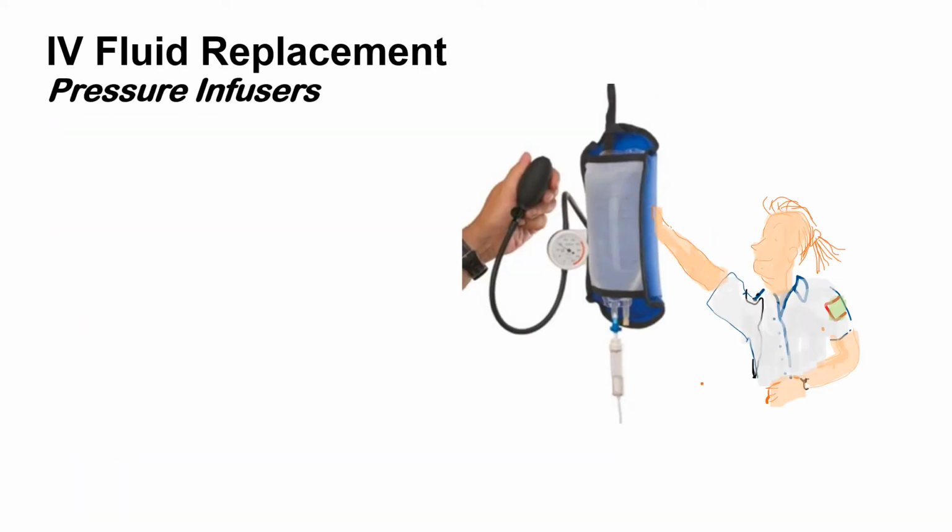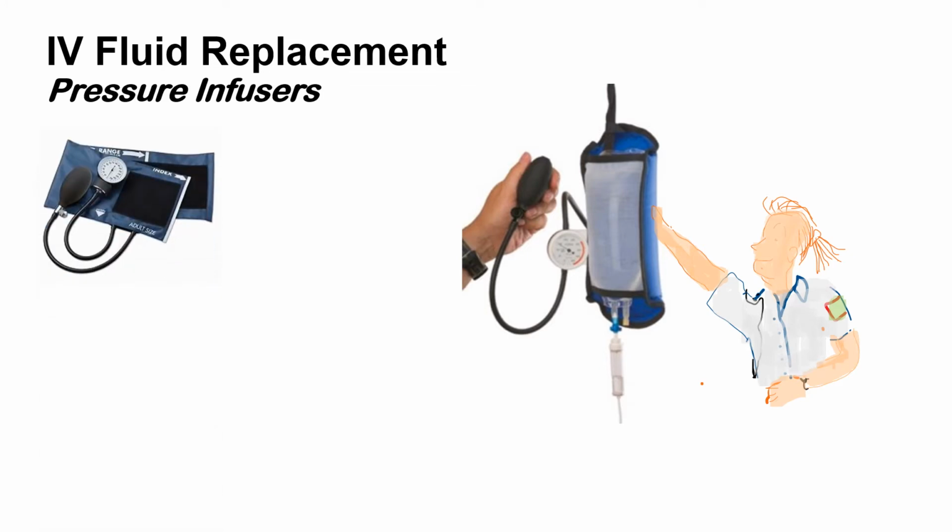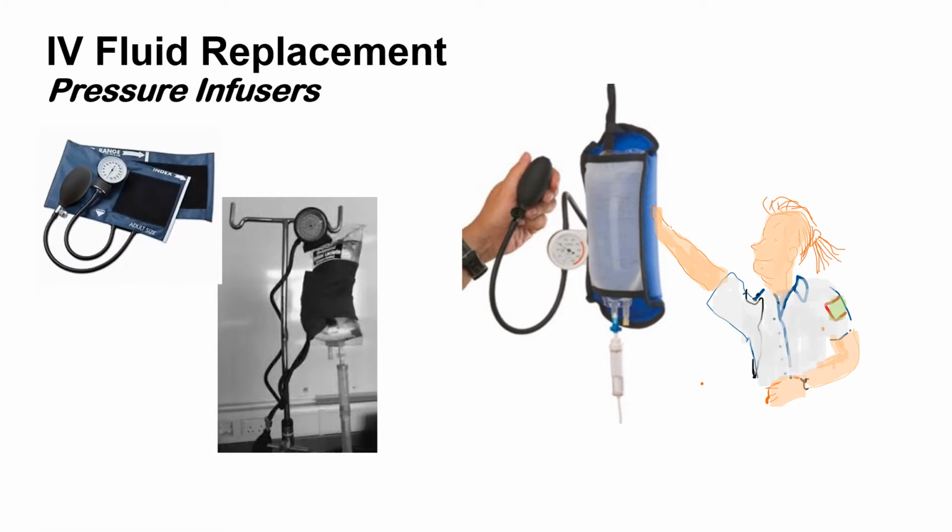ALS units should carry commercial pressure infusers. However, if they are not available, you may use a blood pressure cuff and wrap it around the infusion bag. However, be careful that the cuff or the meter attached does not fall on the patient.